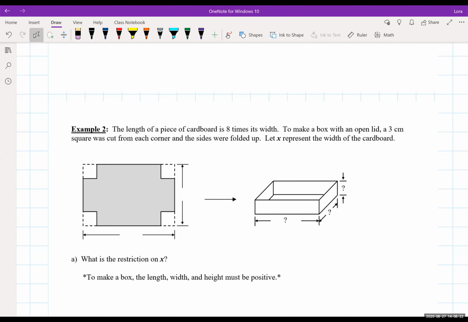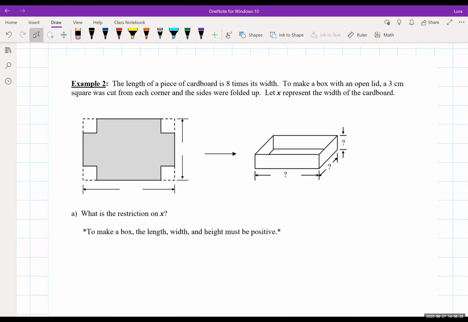Okay, same idea. What we want to do is start off with a rectangular piece of cardboard, understand what we're cutting out, and come up with the new lengths and widths. So let's read this first. The length of a piece of cardboard is 8 times its width. Right away, they didn't straightforwardly give us the numbers, but they gave us a relationship. The length, and I'll use L, is 8 times the width, 8 times W.